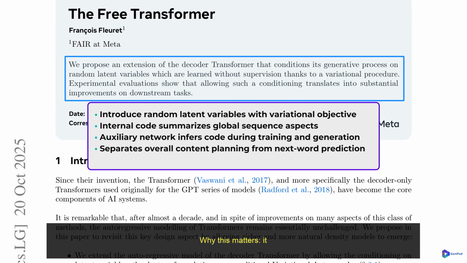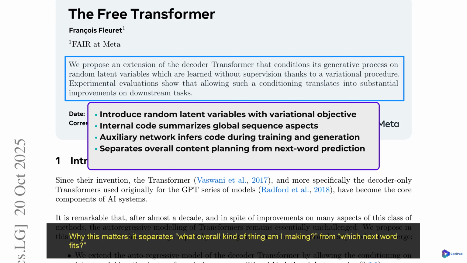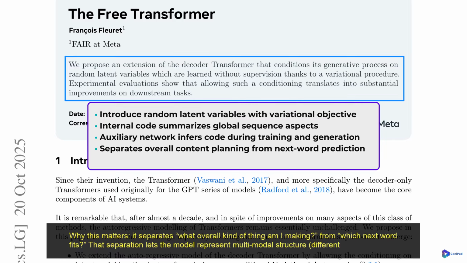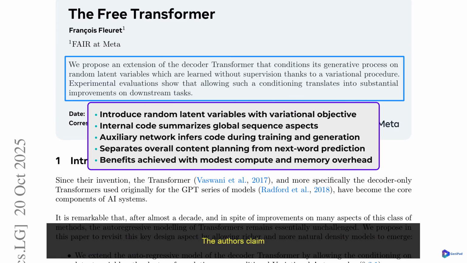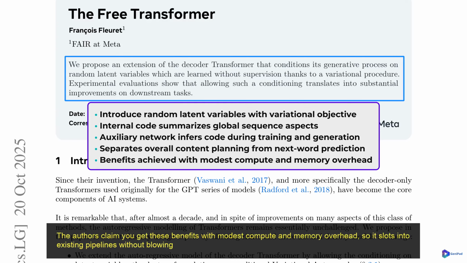Why this matters? It separates what overall kind of thing am I making from which next word fits. That separation lets the model represent multimodal structure, different valid global choices, cleanly, and improves controllability. The authors claim you get these benefits with modest compute and memory overhead, so it slots into existing pipelines without blowing up cost.